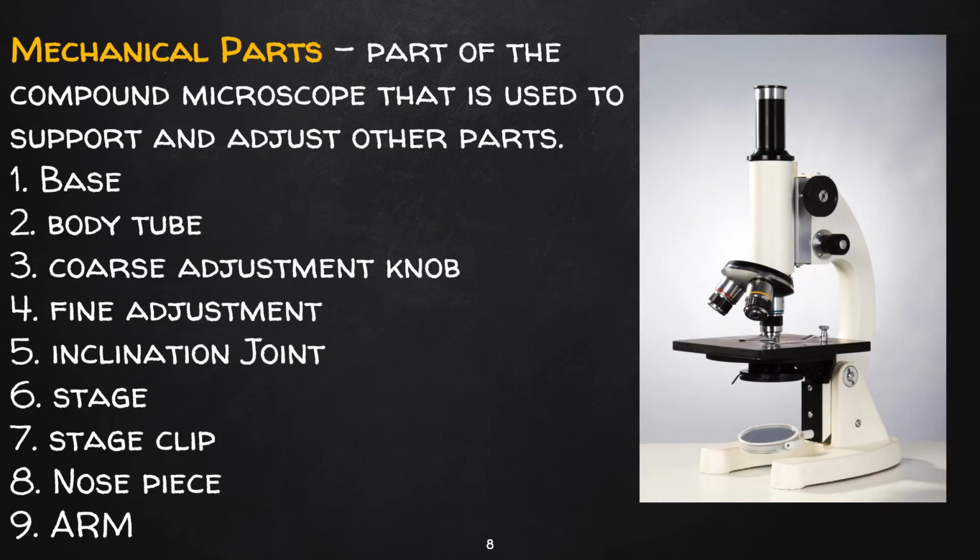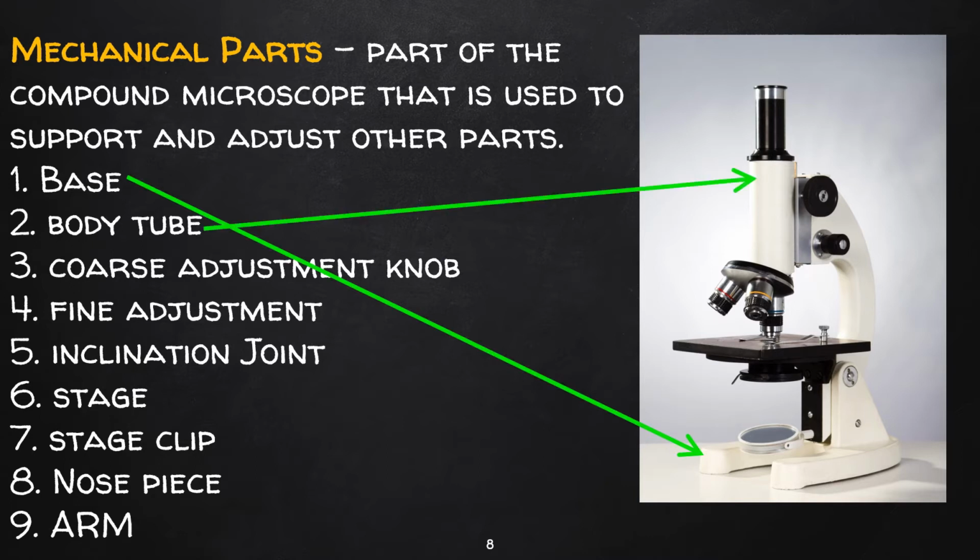For the mechanical parts, ito yung mga parte ng compound microscope na ginagamit for support and of course, to adjust other parts. These include the base. The second one would be the body tube. Yung body tube houses the objectives, pati na rin yung the eyepiece or the ocular. You have also the coarse adjustment knob. Yung coarse adjustment knob, ito yung enables the body tube to move up and down. The fourth one would be the fine adjustment knob.